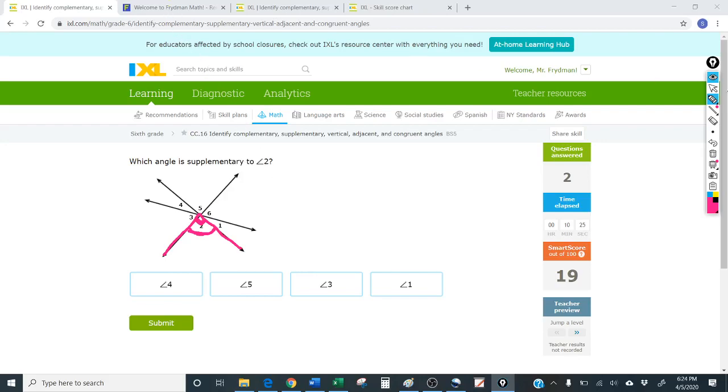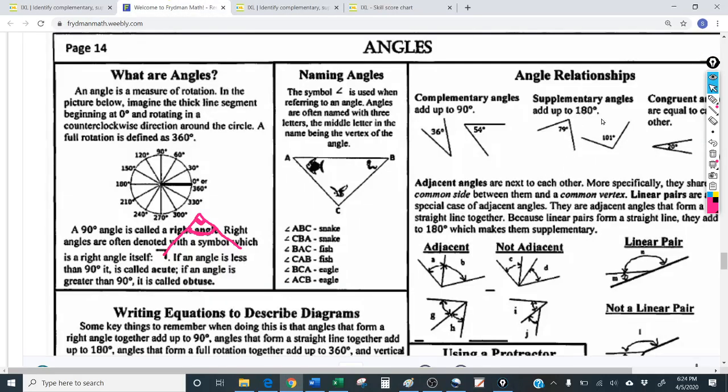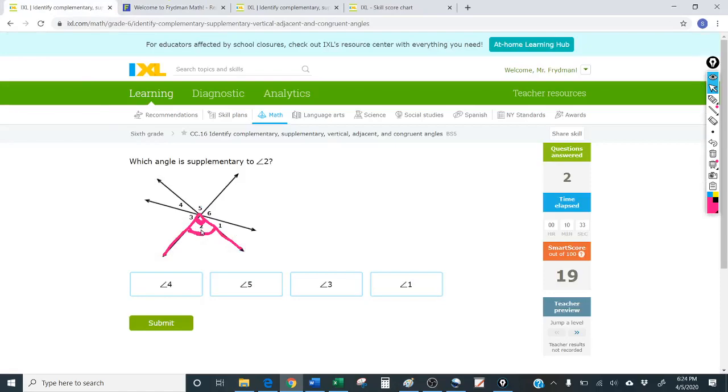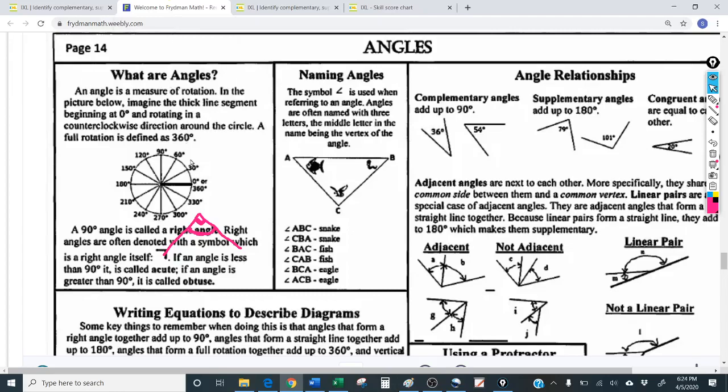What does it mean to be supplementary again? Supplementary means that the angles add up to 180 degrees. So in other words, angle 2, which is 90 degrees, plus some other angle must be equal to 180 degrees. Okay, so let's see over here. I know that 180 degrees is a straight line. If I start here and go around to 180 degrees, then I get a straight line, right?